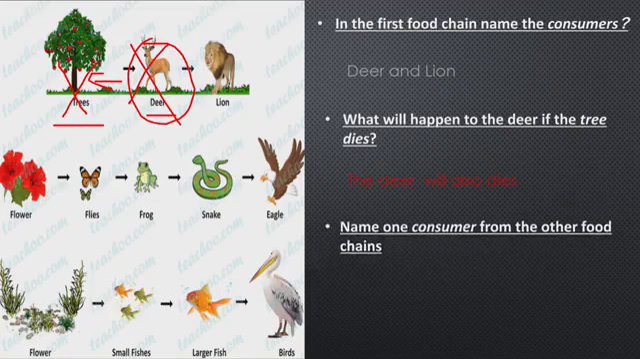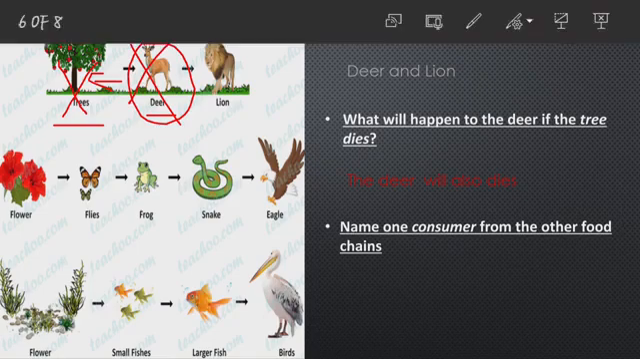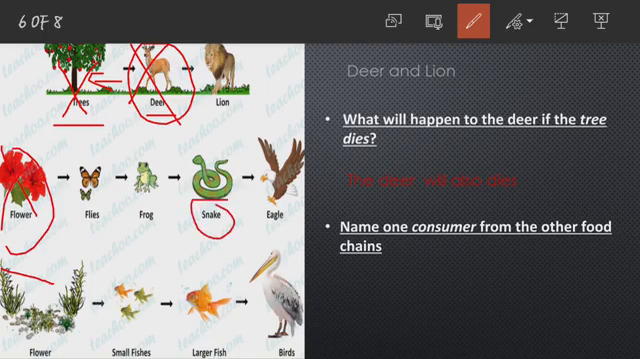Number 6. Name one consumer from the other food chains. We have to name a consumer from this chain and a consumer from this food chain. Is the flower a consumer? No, it is a producer. The snake, yes. The fly, the frog, and the eagle, all of these are consumers.